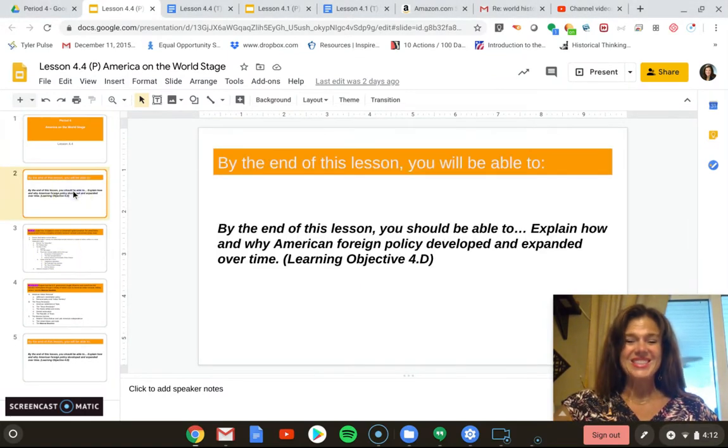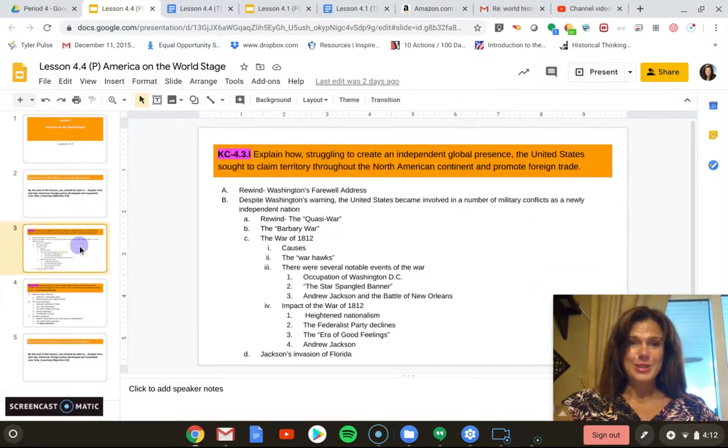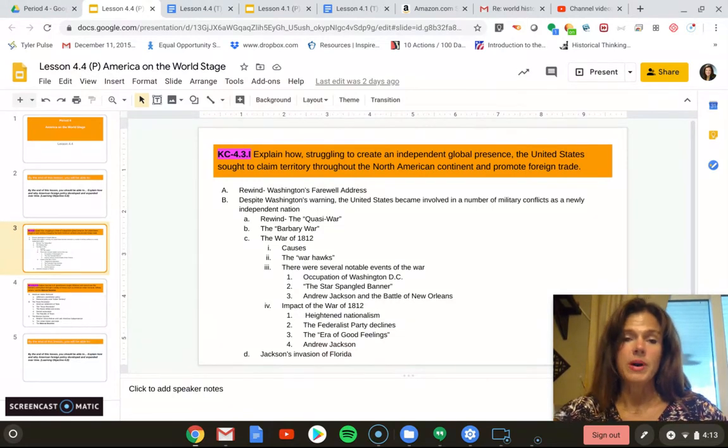Let's do this. By the end of this lesson, you should be able to explain how and why American foreign policy developed and expanded over time. So pretty simple. Let's get right to it because there is a lot. This is all about how America is wanting to seek a global presence and how we have to protect our own country. So let's start talking about foreign policy.